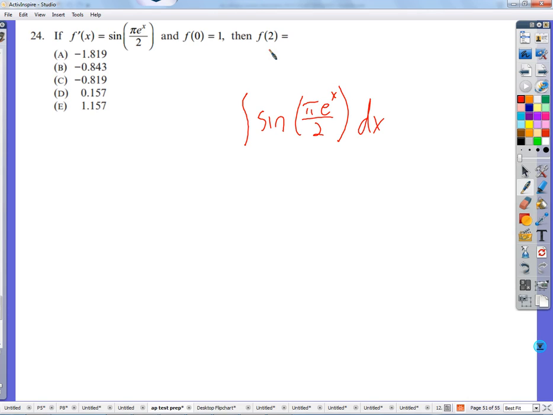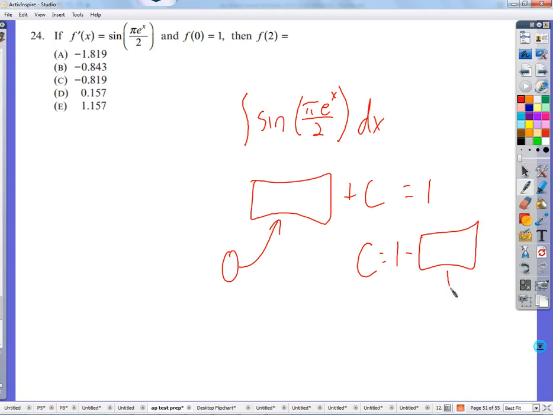So I'm thinking if we take the antiderivative, we're going to have something plus c, right? So that's something plus c. We plug 0 in there, we'll get 1. C equals 1 minus that something, and 0 is plugged in.